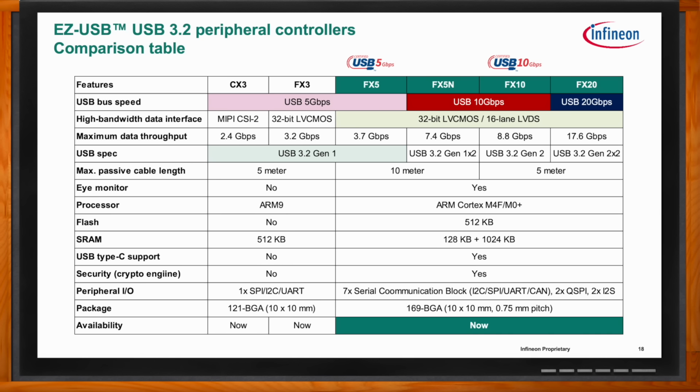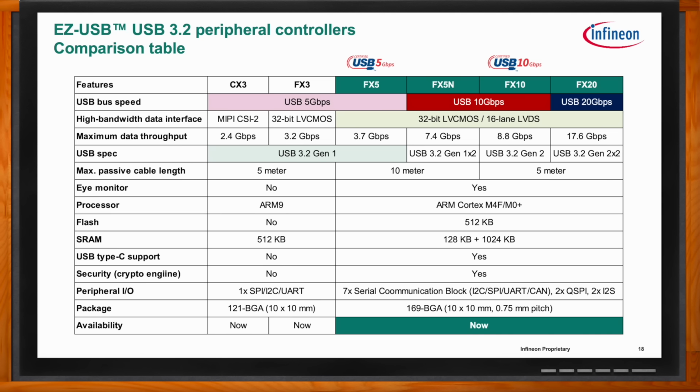And with the new family to the right, with FX20, you can get up to 17.6 gigabit by using both lanes of the Type-C connection. With the FX5, it is the USB 5 gig connection, but it still improved performance from 3.2 of FX3 to 3.7 because of the newer design in the high bandwidth data system.